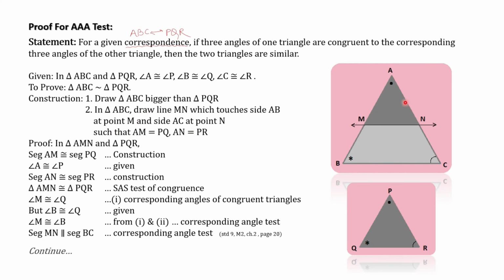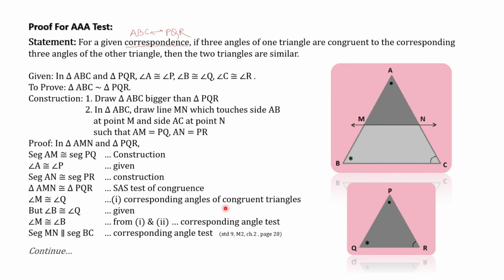So here the correspondence is A is to P, M is to Q, and N is to R. So M is congruent to Q. So this is the correspondence. But angle B is congruent to angle Q. This is given. And from the identical mark also we can observe.